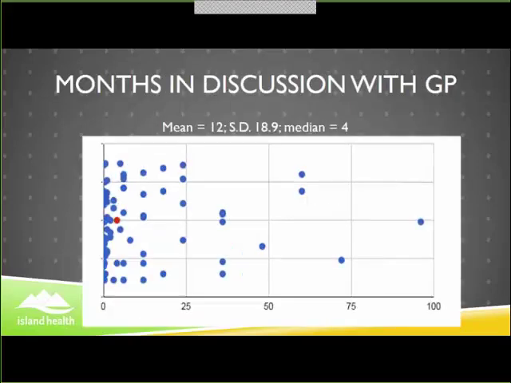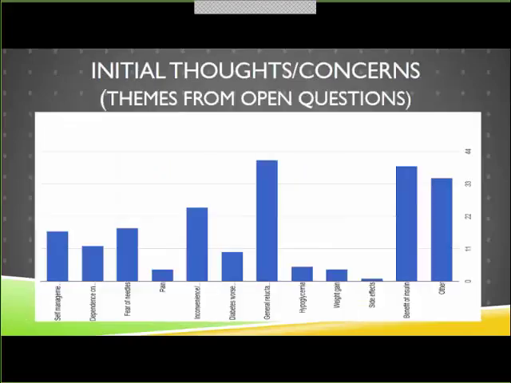So this was what was reported in the months of discussion with your physician. When you asked, how long have you been hearing that you should be starting on insulin? There's a huge standard deviation on this one, but on average, it's about a year. Those are in months. But you can see that all the blue dots are clustered on the left. That means that physicians are saying it's time to go on insulin, and a good part of them are actually starting soon after that discussion.